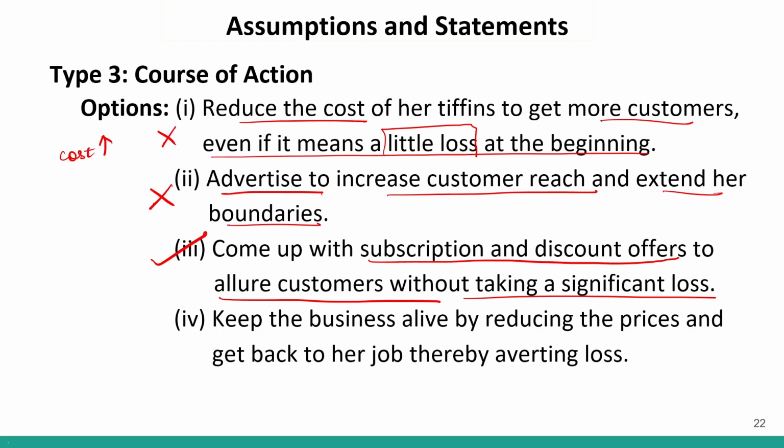Fourth one is keep the business alive by reducing the prices and get back to her job, thereby averting loss. So again, why should she go back to her job when her business is doing good? So this is not a correct course of action. Answer will be that only option number 3 is the correct course of action. So we will mark answer number 3. Okay.